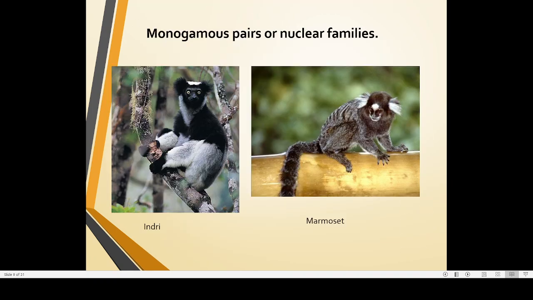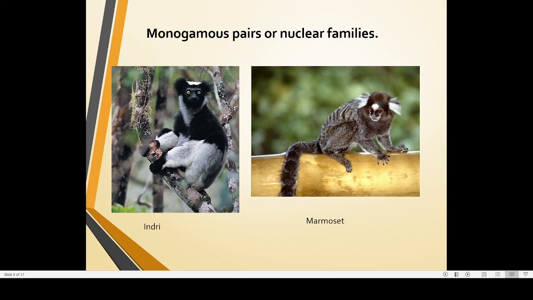Now another is the monogamous pair or nuclear family. Monogamous pair: mono means one, gamous means marriage. One male, one female. This type of relationship is known by the name monogamous pair, or it is also known by the name nuclear family.